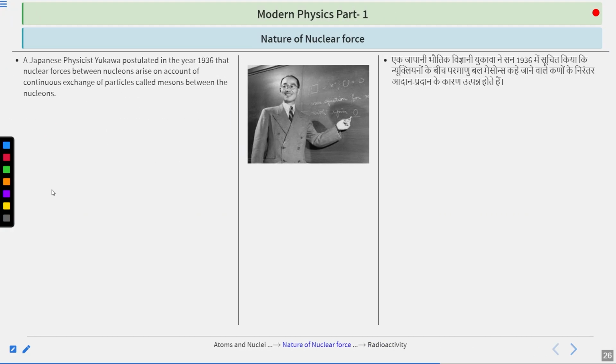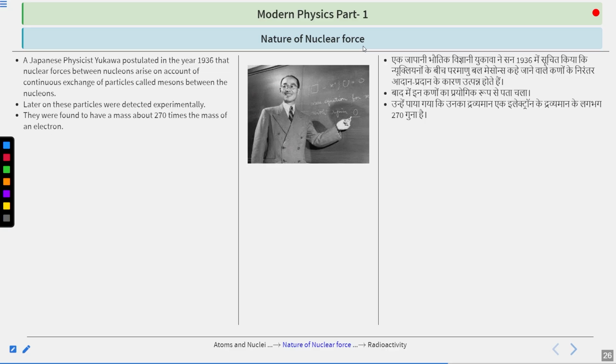So now let's have a talk. What is the nature of nuclear force? There was a Japanese physicist whose name was Yukawa. He postulated in the year 1936 that nuclear forces between the nucleons actually arise on account of continuous exchange of particles called mesons between the nucleons. Later on, these particles were detected experimentally.